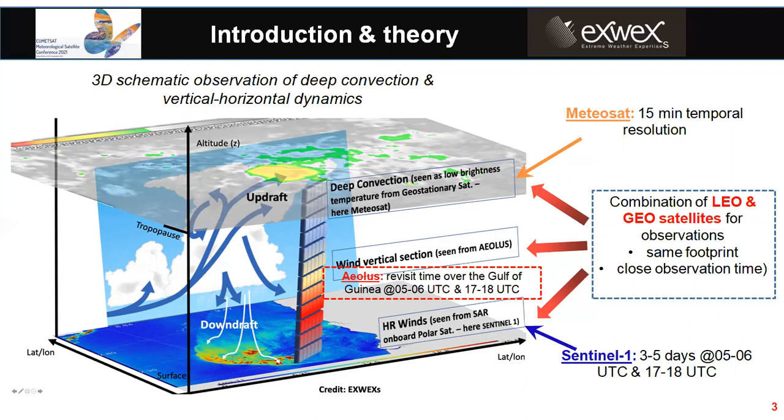Now, thanks to the matching in footprint of EUMETSAT, EUMETSAT, and Sentinel-1, we can combine the 3 devices to observe a deep convective cloud, intense downdraft, and surface winds respectively.